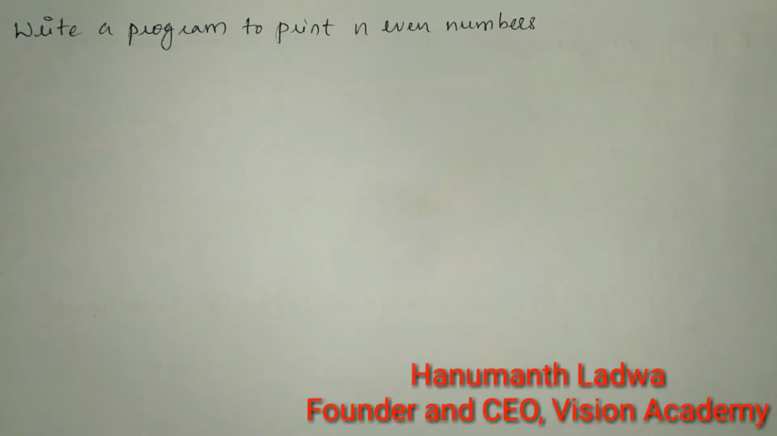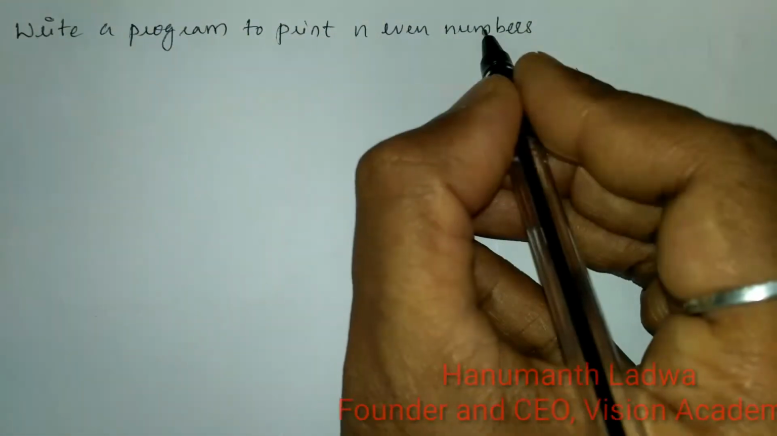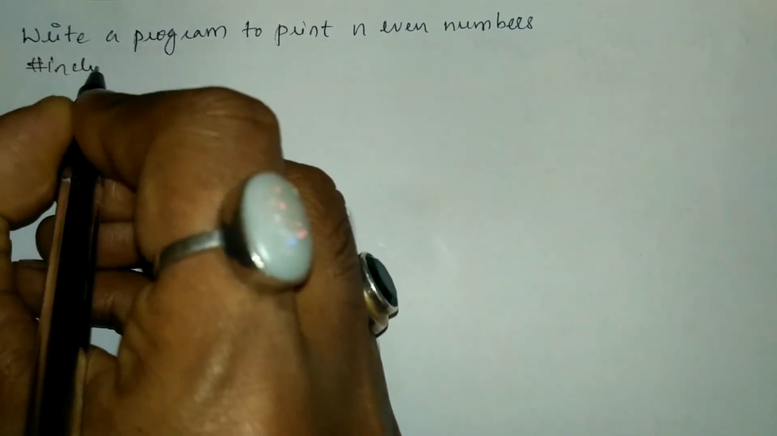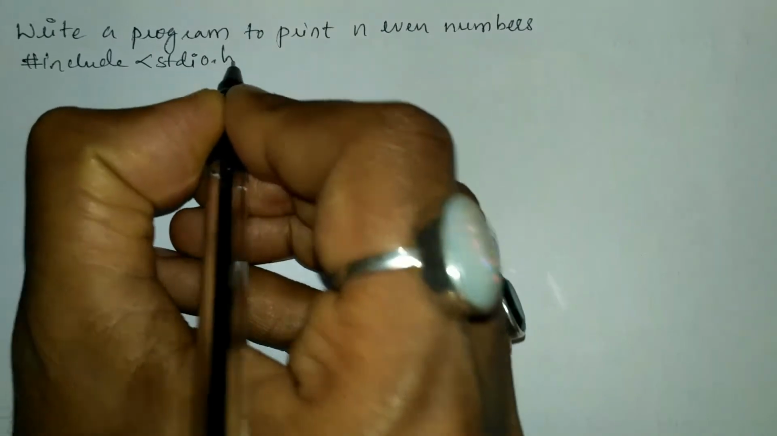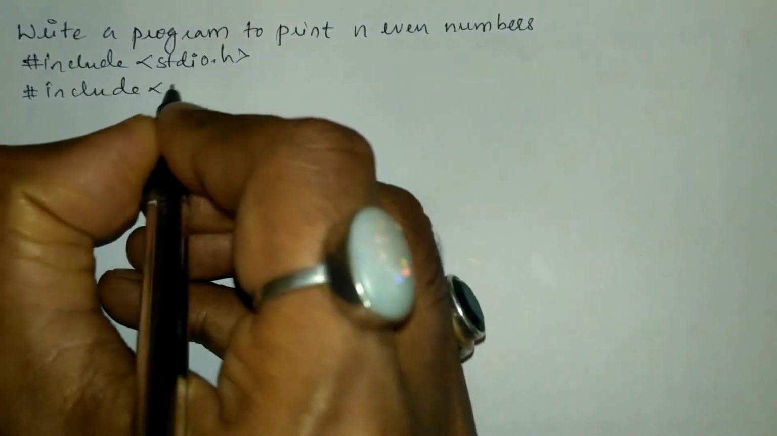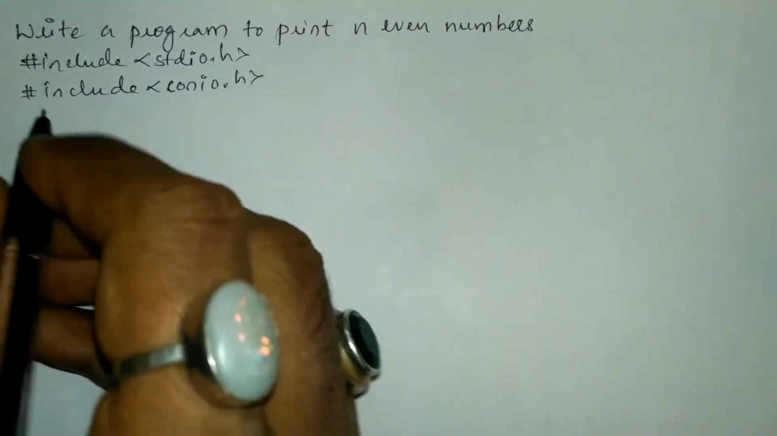My name is Hanmant Ladwa and in this video we are going to write a program to print n even numbers. Let us write the preprocessor directives: hash include in angular brace, we'll write the standard input output .h header file, and the next preprocessor directive is hash include in angular brace, we'll write the console input output .h header file.